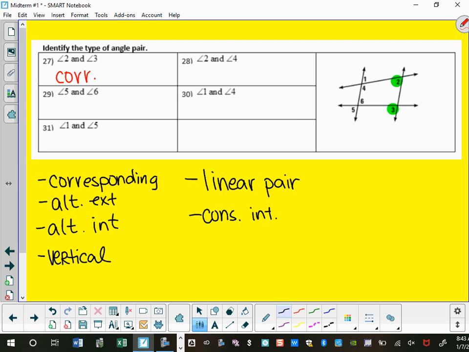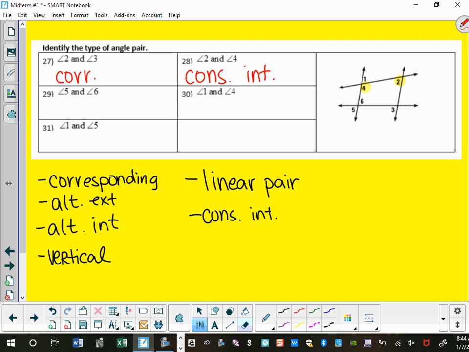Look at number 28. What would 2 and 4 be? Are they on the same side or opposite sides? Turn your head a little bit and imagine this is my interior. Would it be alternate anything? That's a little tricky one, but that would be consecutive interior.